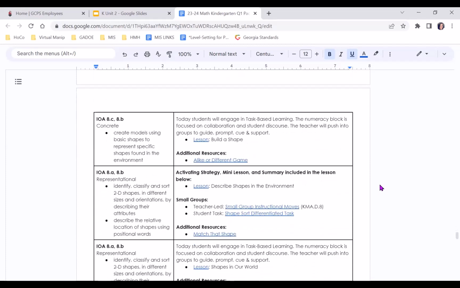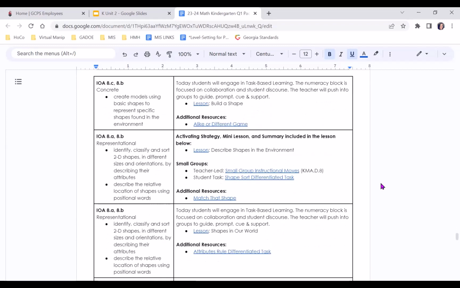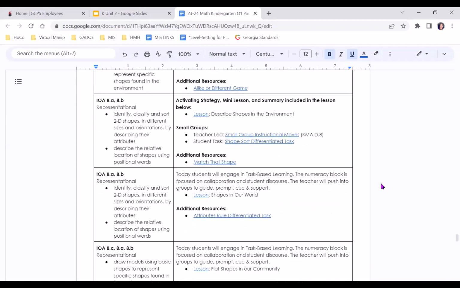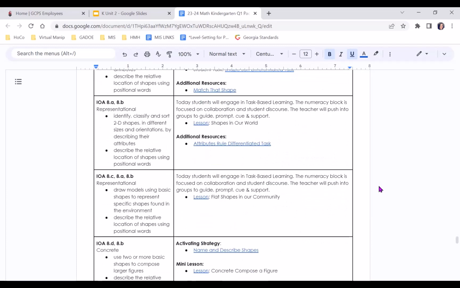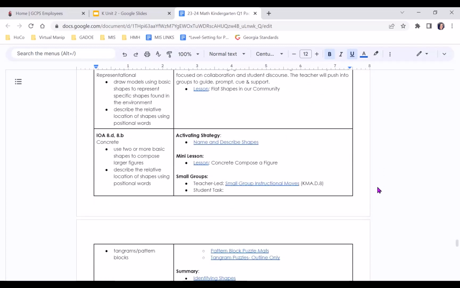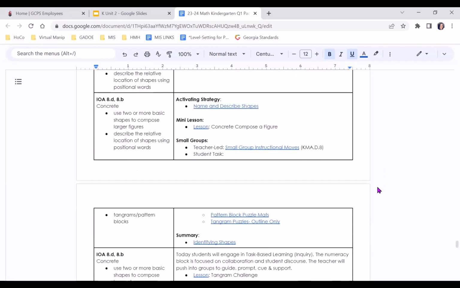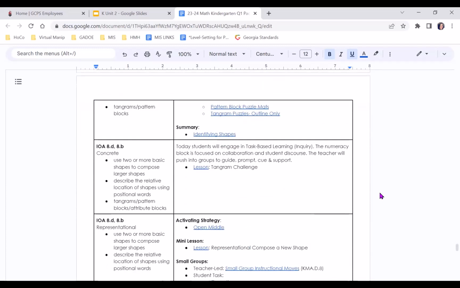After our concrete work with shapes, IOAs 8.A and 8.C, we will transition to the representational level in which we will continue to identify, classify, and sort pictorial representations of 2D shapes in different sizes and orientations, as well as draw basic shapes to represent shapes found in the environment. We will finish our work with AKS 8, focusing on IOA 8.D, in which students will use 2 or more basic shapes to compose larger shapes.